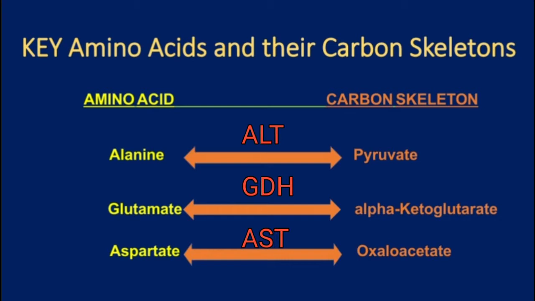In addition, the metabolism of these 3 amino acids directly or indirectly can provide the nitrogens that feed into the urea cycle. And as such, they play a key role in overall amino acid catabolism and disposal of nitrogen through the urea cycle.